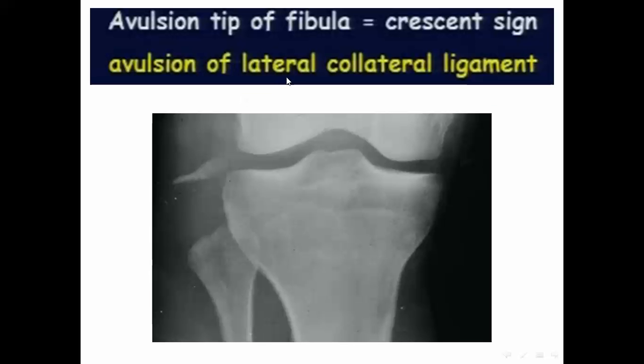Avulsion of the tip of the fibula, this is called the crescent sign, and that means that the lateral collateral ligament is interrupted.